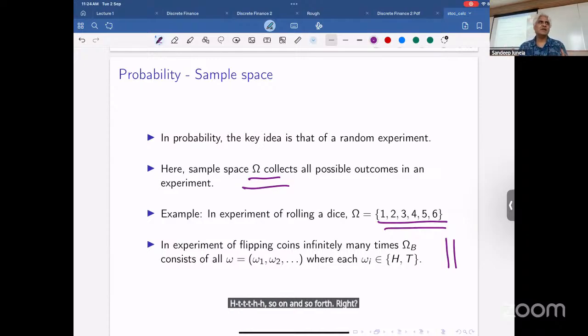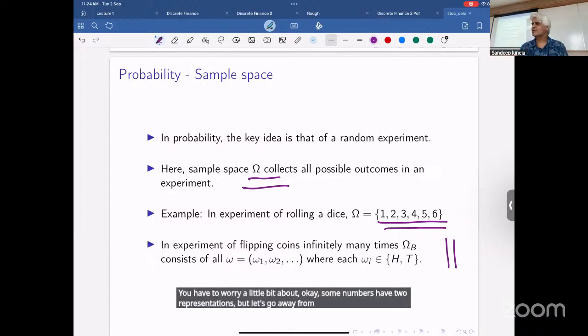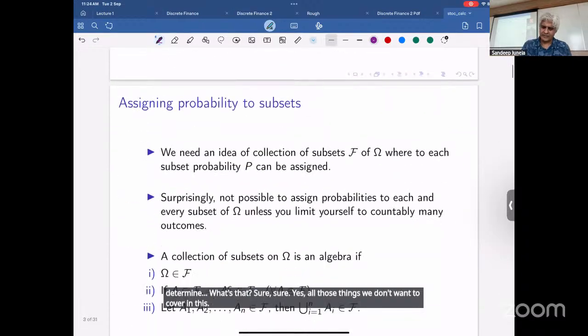You have to worry a little bit about, okay, some numbers have 2 representations, but let's go away from those things, because if you terminate. Sure, sure. Yes, all those things we don't want to cover in this course. All right, so this at least you know.